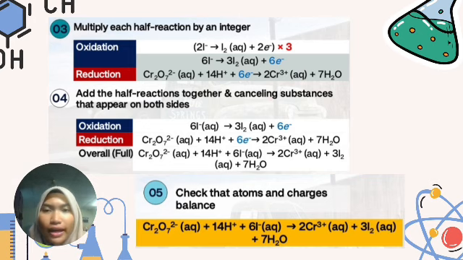Okay, step 4. Add the half reactions together and cancel substances that appear on both sides. The oxidation and reduction half reactions were added together and the electrons that appear on both sides were cancelled to obtain the overall equation. Okay, last step, the final equation was checked to ensure that all atoms and charges were balanced on both sides of the equation.